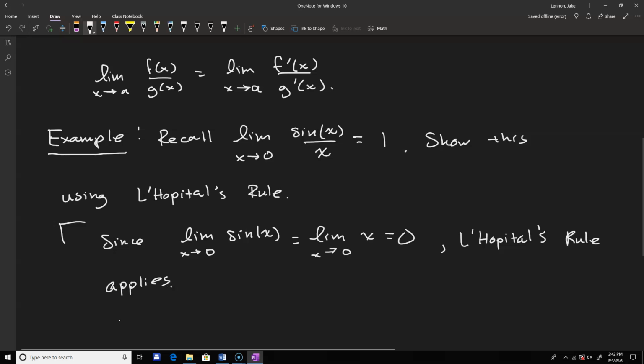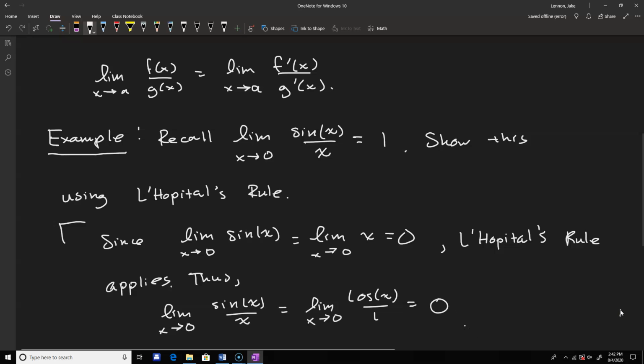Now we can say, thus, when we look at the limit of sine of x over x, this will be the same as taking the derivative of the top and the bottom. The derivative of sine is cosine of x, and the derivative of x is 1. So this goes to 0 over 1, which is just 0. Excuse me, 1 over 1, which is equal to 1. The cosine of 0 is 1. So 1 over 1, which is equal to 1. So that proves the important limit theorem that we've seen before.